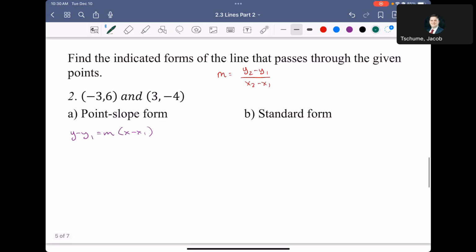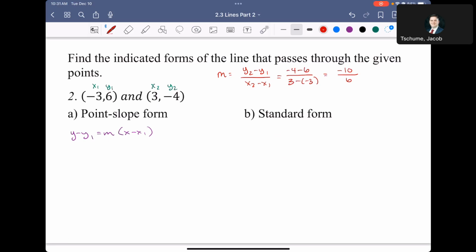So similar to the last video, I'm going to let my first point be x1, y1, and I'm going to let my second point be x2, y2, and I'm going to plug them into my slope formula and calculate it. So you should end up, if I plug the 4 numbers in order, -4 minus 6 divided by 3 minus -3. Well, -4 minus 6 is going to be -10, and 3 minus a -3 is going to be 6.